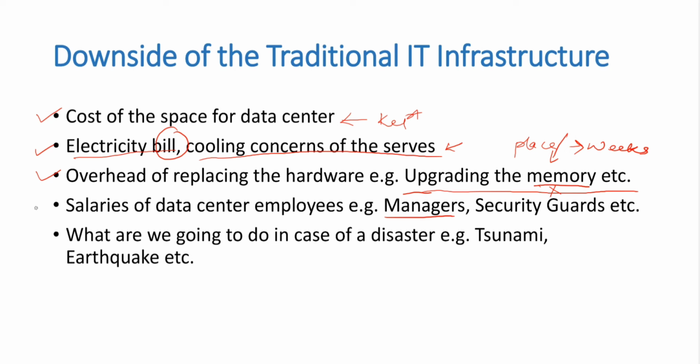Next is the salaries of data center employees, for example managers and security guards. You have to keep these people and you have to pay their salaries. Next thing is, what are we going to do in case of a disaster or earthquake? If our data center gets damaged or destroyed, then our data is gone. So we have to keep multiple data centers at different locations, which will put a lot of cost on us. So these are the downsides of traditional IT infrastructure.